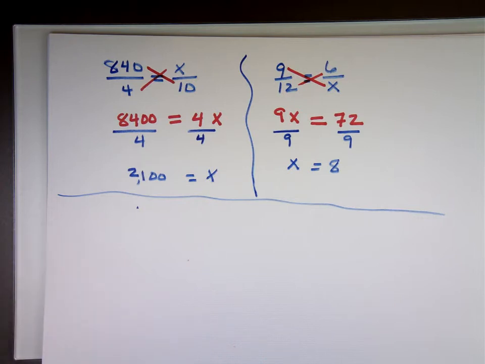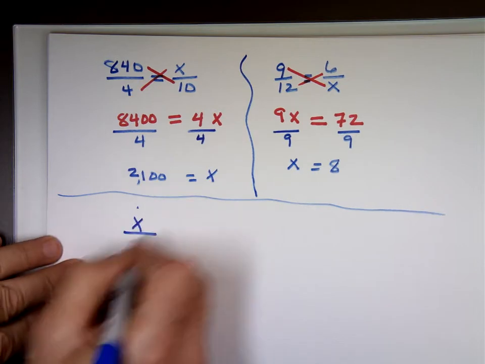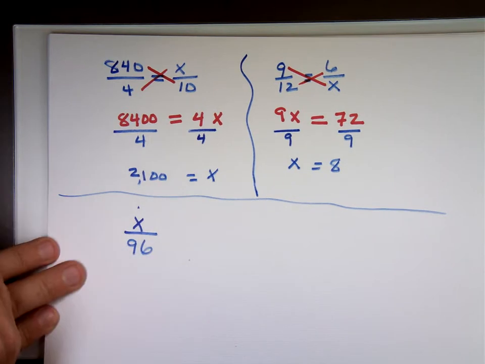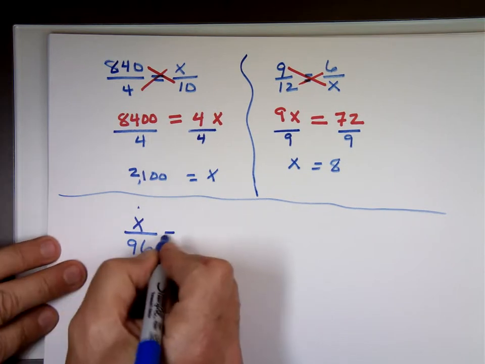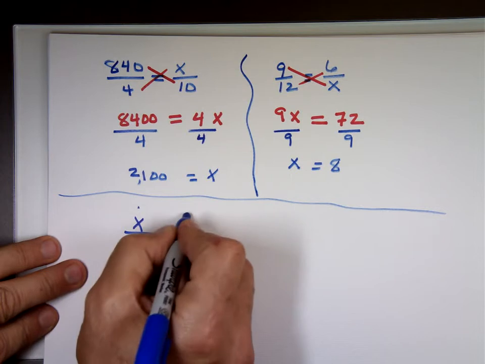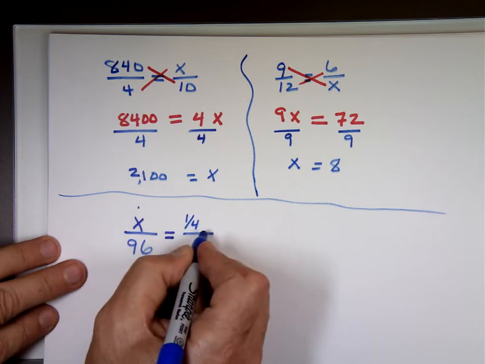Ready to try one? You know I'm always mean. X over 96 equals 1/4 over 12.